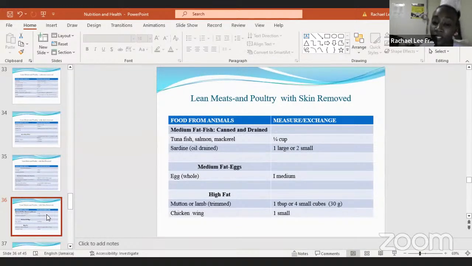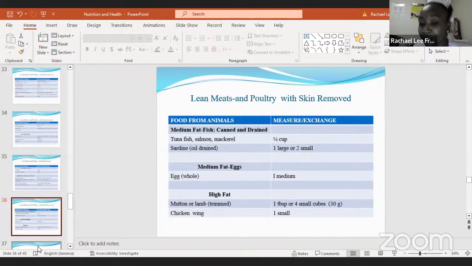All right, so now these are high fat foods. Mutton or lamb, it says you trim, so it says 1 teaspoon or 4 small cubes. If you're having a chicken wing, it says 1 small. Because if you notice the chicken wing, that part there is kind of fatty, and it's not like the thigh where you can cut it off. For the chicken wing, it's just the fat that surrounds it and the bone that is inside, so it's really not possible for you to cut it.